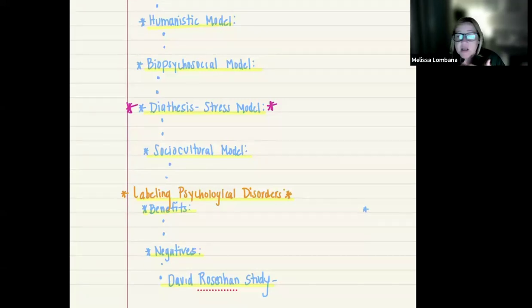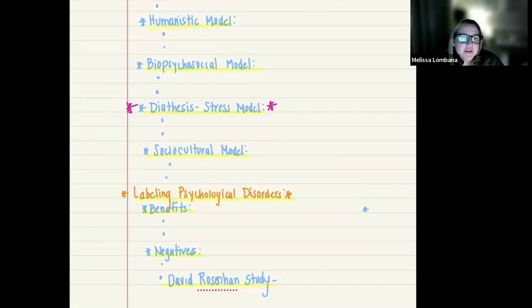So it's basically genetically you're predisposed to this. Now, a stressor, which is the next one, is the environmental event that's going to trigger this biological-based disorder. And that's basically how this model works. It's kind of like using nature and nurture together.